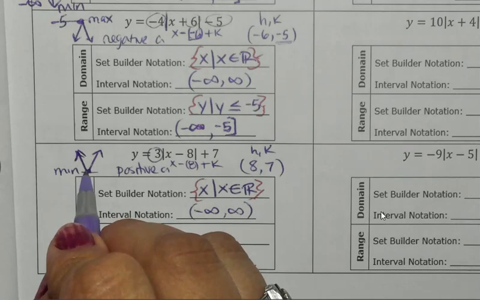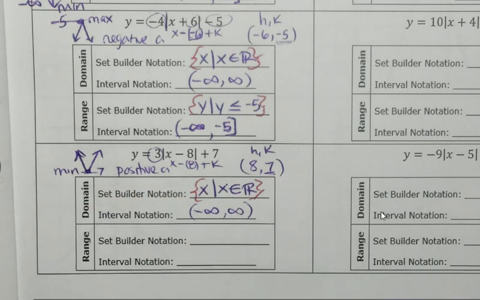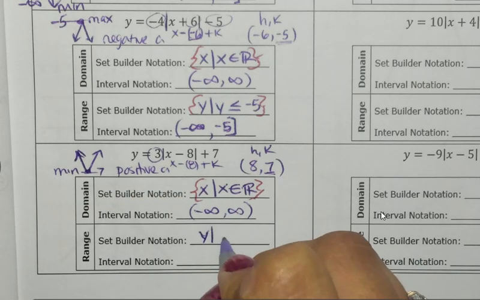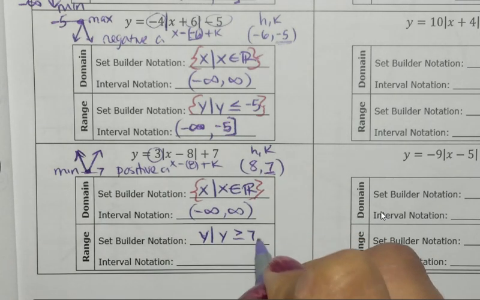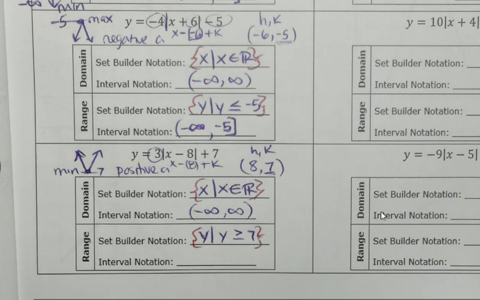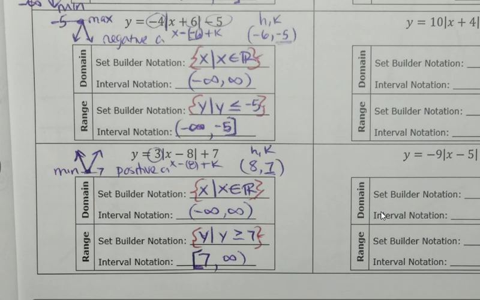So we're looking at a minimum. The y value tells us the minimum. And we're looking at writing that it's all y values that are greater than that, because 7 is the minimum. So set builder notation, and then minimum comma maximum. Minimum is 7, so the maximum has to be +infinity, and the 7 has to have those brackets.